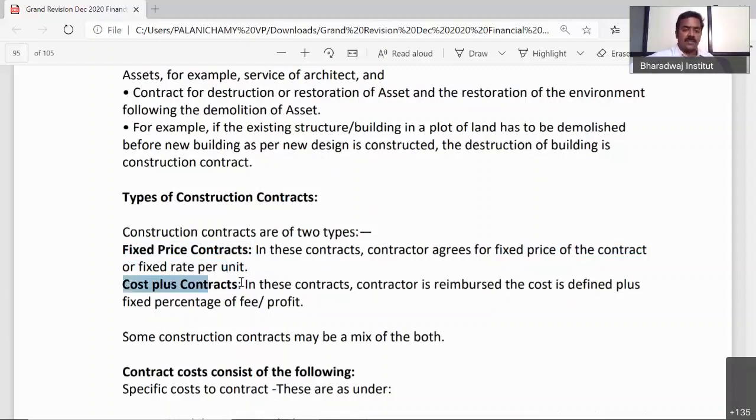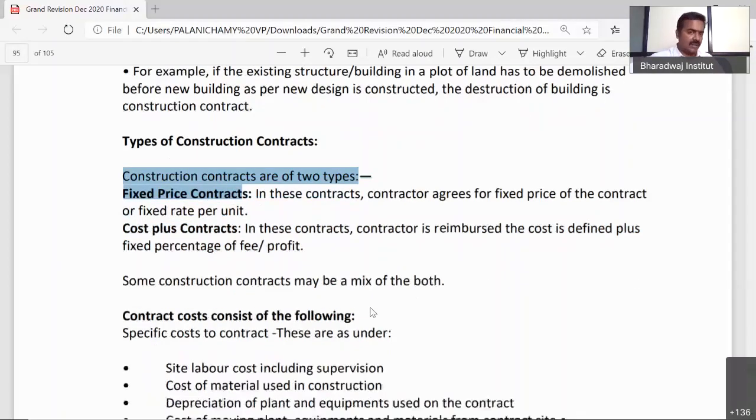Cost plus contracts are those where you and I sign for a price which will be cost plus some percentage. I will keep spending on material, labor, and other expenses, and I will get a fixed percentage of profit on cost. Some contracts may have a mixture of both. For example, I can sign a fixed contract with a clause that if the price increases, you have to compensate me.